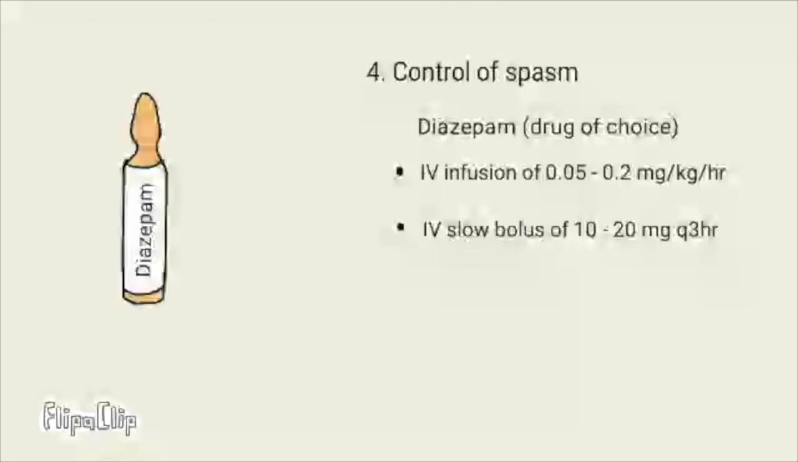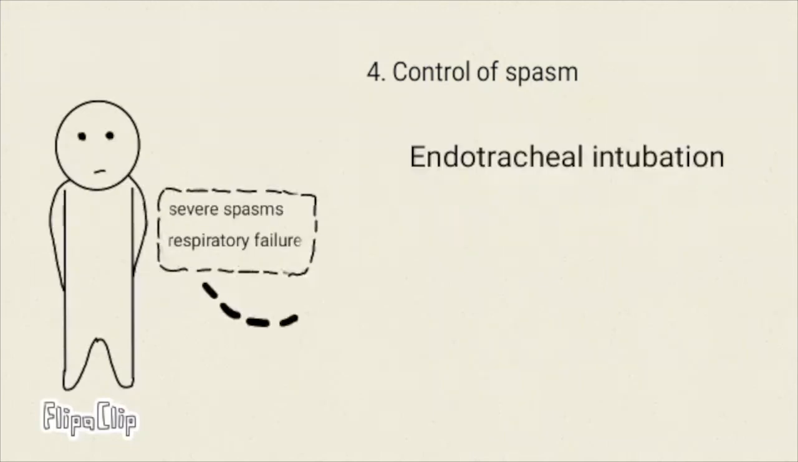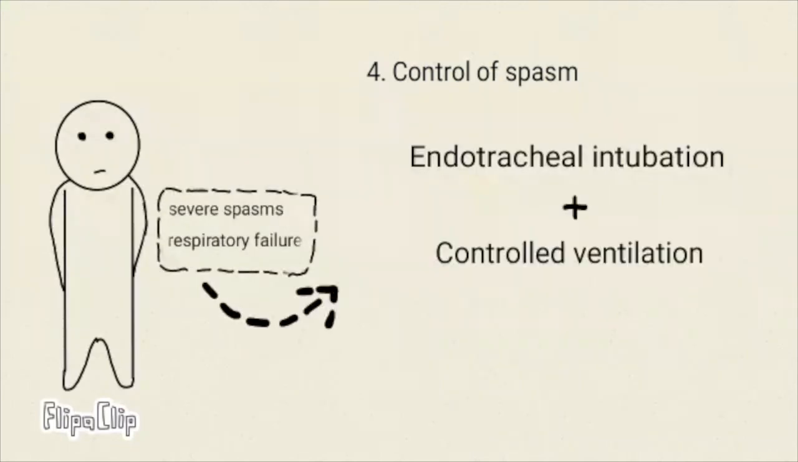For control spasm, you should give diazepam, which is a drug of choice. The dosage is intravenous infusion of 0.05 to 0.2 mg per kilogram per hour, or intravenous slow bolus of 10 to 20 mg 3 hourly. Alternatively, you can give continuous infusion of lorazepam 0.1 to 2 mg per hour. Patients who have severe spasm or respiratory failure, you need to do endotracheal intubation with controlled ventilation.